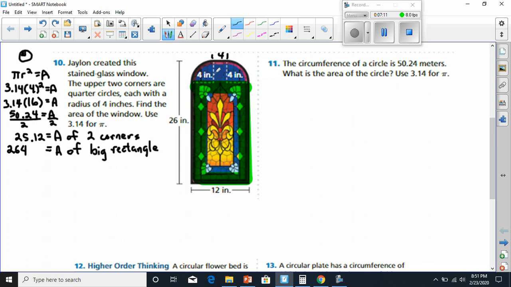And since this is 4 right here, we know this is really a square of 4 by 4. Well, 4 times 4 is 16. So I know that this little square right here is going to be 16, and that's going to be the area of the square. We'll put little square.